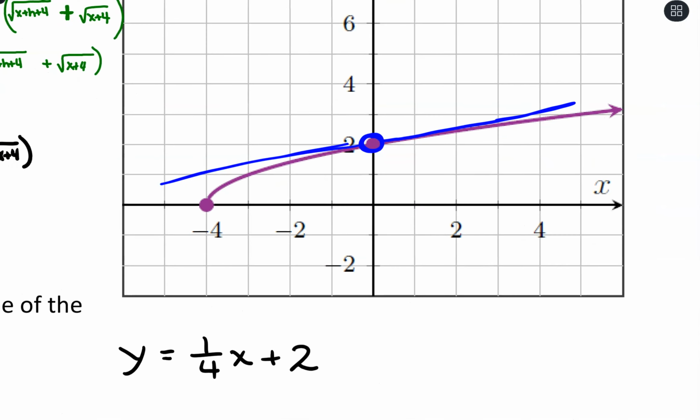So I have a slope of 1 over 4. Oh, that's pretty close there. But just to get it more exact, having the slope of 1 over 4 would look like this. That looks like a good tangent line right there.